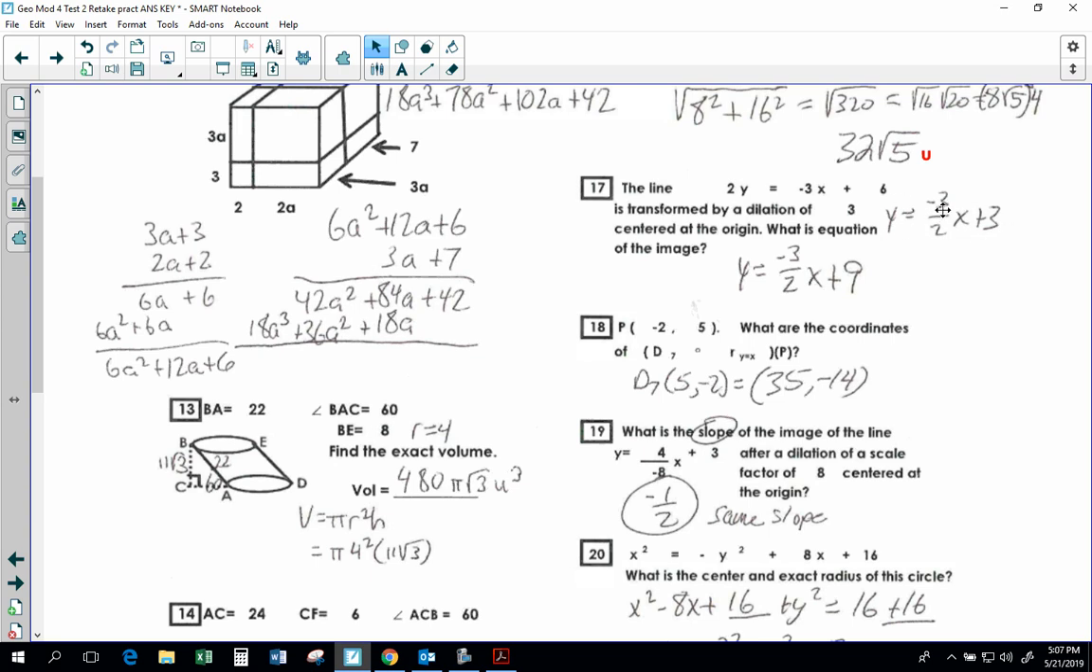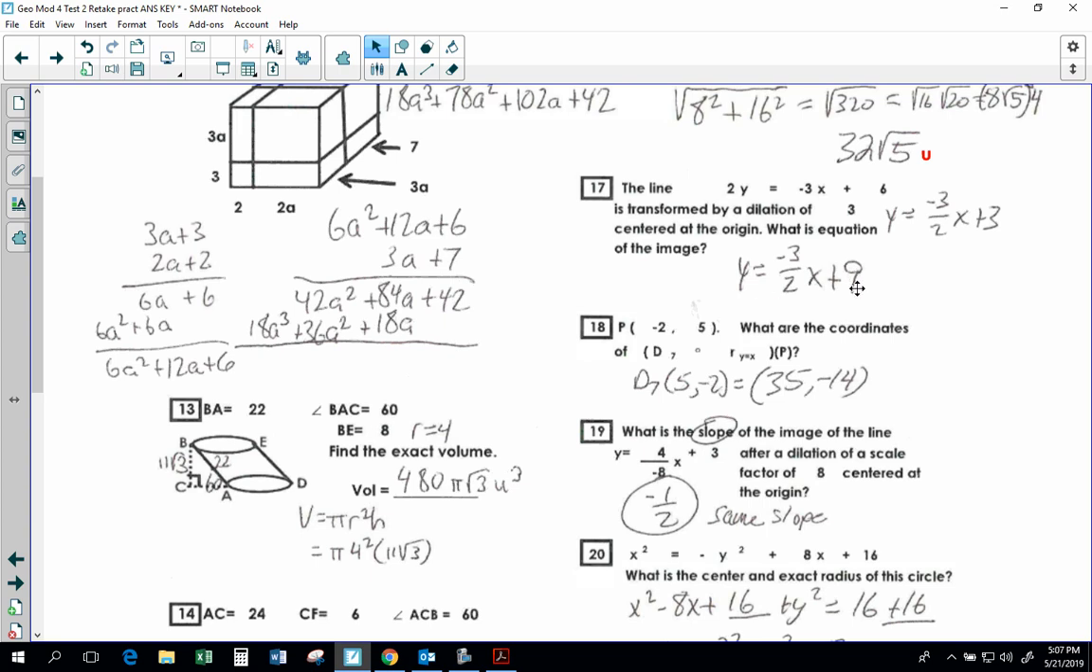This is the actual equation in slope-intercept form. The slope does not change. Here's my slope, so that's going to remain the same. So y equals negative 3 halves x remains the same. What changes, since it's centered at the origin, so it's not on the line itself, all I do is multiply the y-intercept by the dilation. So 3 times 3 is 9, and there's my answer.